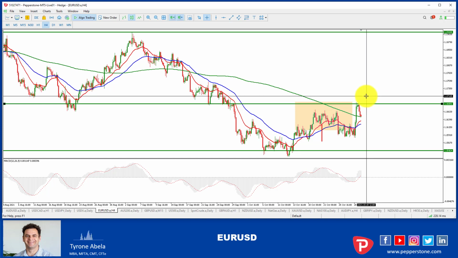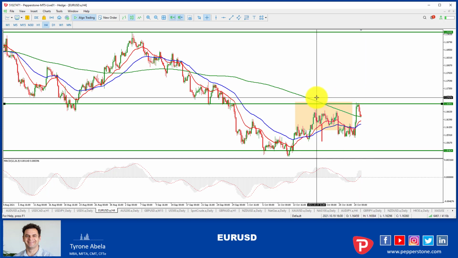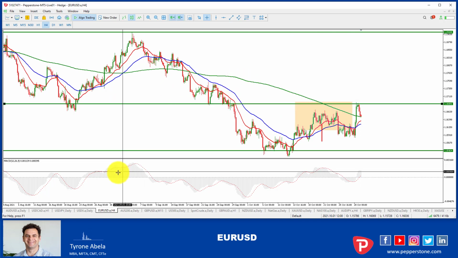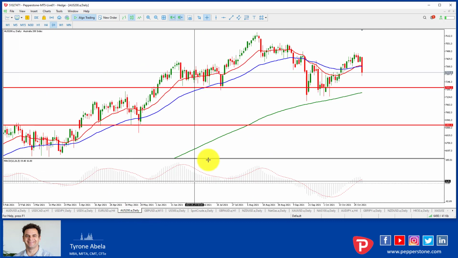But if we get a close above here on a daily early into next week, it looks like a fairly bullish week for it next week, and we'll probably be able to get involved in some of those longer term trends. All right, the last one we're going to have a look at today is the Aussie 200.